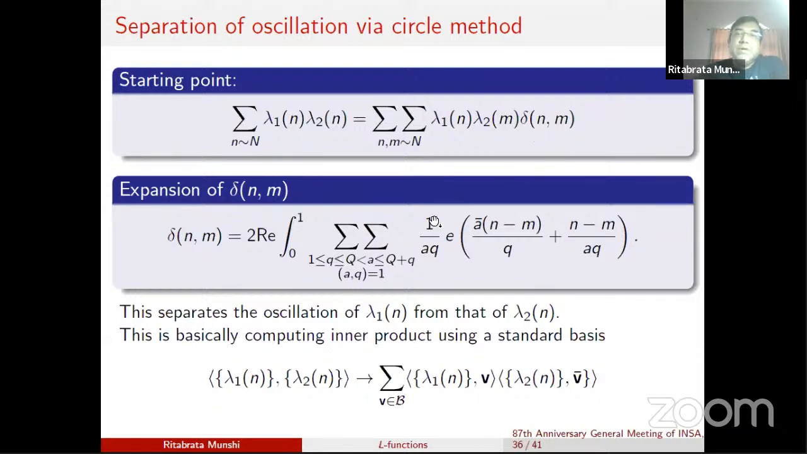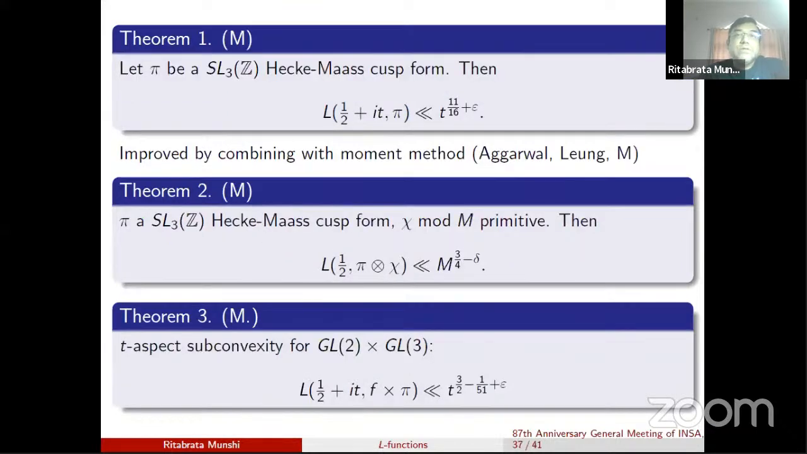And then you replace delta nm by an expansion, like a Fourier expansion that we have over here. If you plug this in, the oscillation of lambda 1 and lambda 2 gets separated. And then you can do a lot of analytic number theoretic tricks after that, like applying summation formula, Cauchy-Schwarz inequality, reciprocity, all this type of things. And using that, I got a few interesting results.